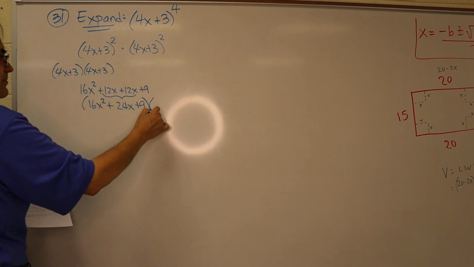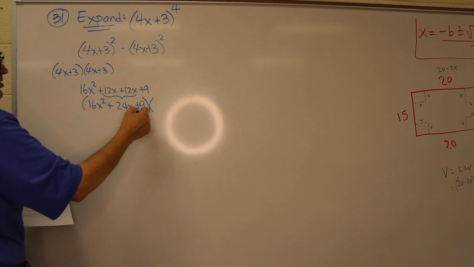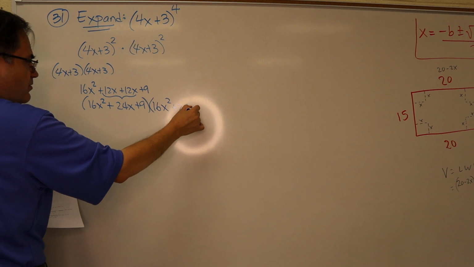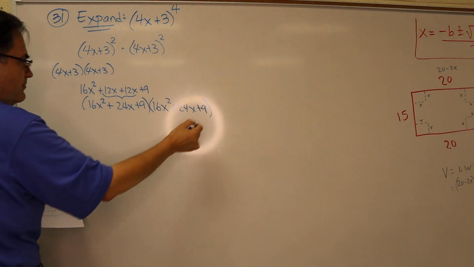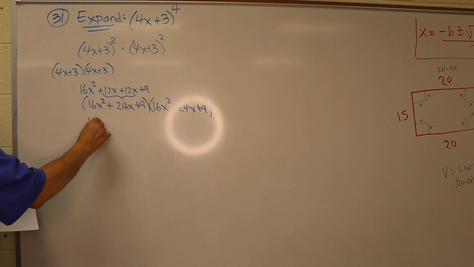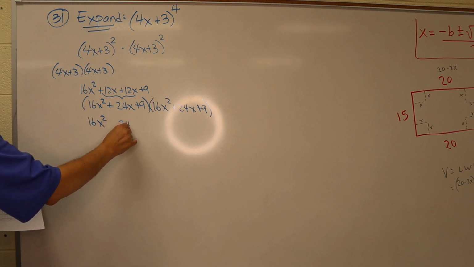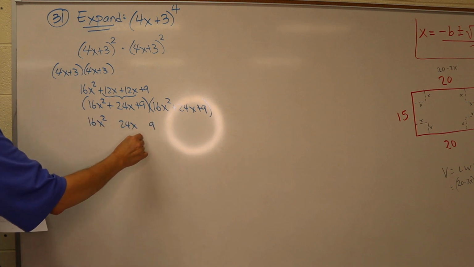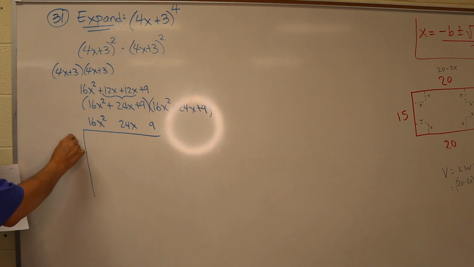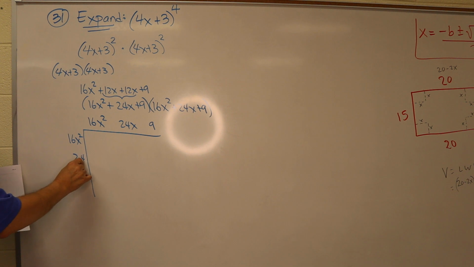Now we still have to do the other 4x plus 3 squared, which would be exactly the same thing, 16x squared plus 24x plus 9. And at this point, we could take 16x squared, 24x, and plus 9, and make a little box. And over here we're going to have 16x squared, 24x, and plus 9.